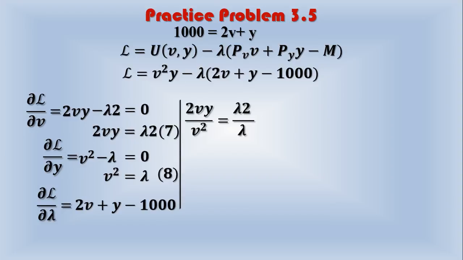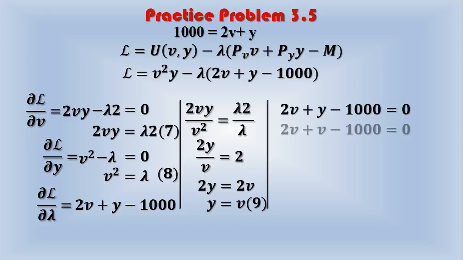All right, now take the ratio of 7 and 8 here, and that allows you to get rid of the lambdas, and then it allows you to get another expression relating v and y. So you get, in this case, y equals v. And therefore, now you have two expressions with two variables, which you solve using a system of equations, and then you can solve for your optimal amounts.